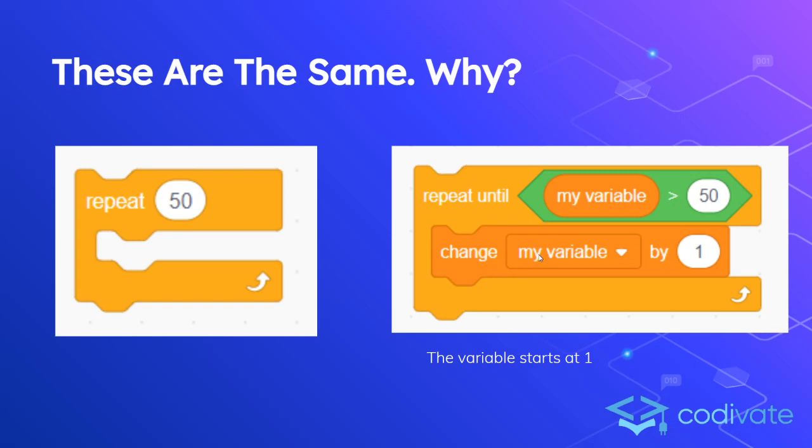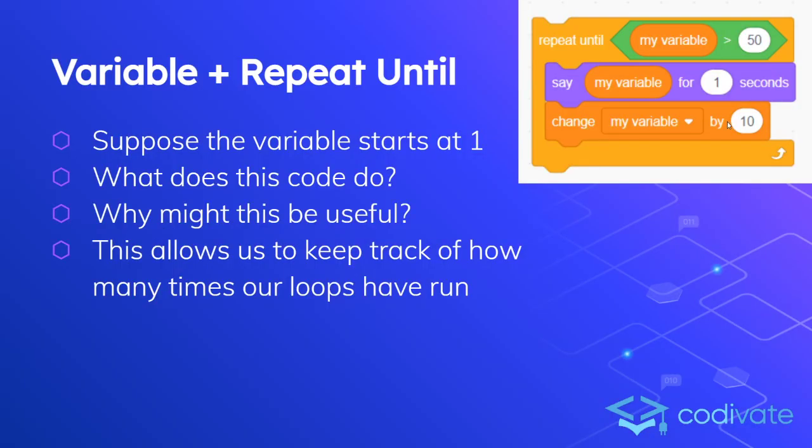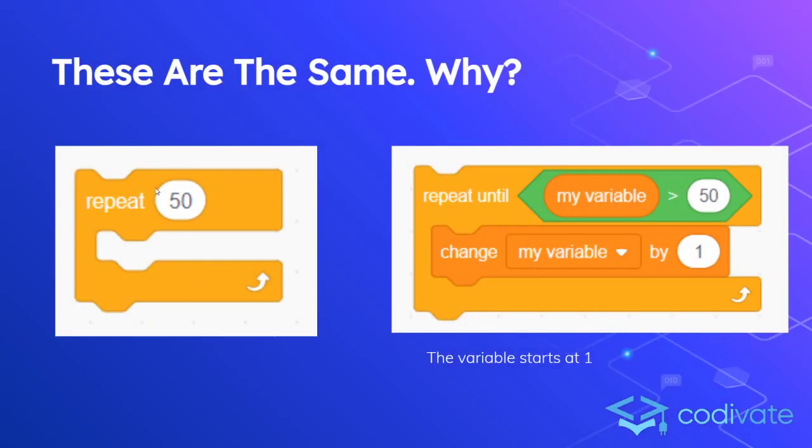Now, you might think, wait a minute, there's already a block that loops a number of times. It's just repeat 50. Well, if you repeat 50, you can't do what I explained right here, which is say my variable for 1 second. If you just use a repeat 50 block, you can't say the numbers 1, 2, 3, 4, 5, 6, 7, 8, all the way to 50, because there's nothing keeping track of what number you're on. It just repeats the same thing 50 times. You could use another variable in here and increment it, and that's basically what this loop here is.